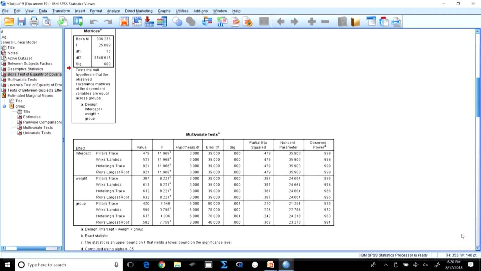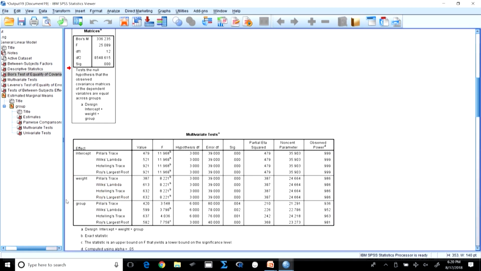Now, if you want to see the effect of the weight. Remember, there are two options here, basically: if Box's test is not significant we go for the Pillai's trace, and if it is significant we go for the Wilks' lambda. So, here we will go for the Wilks' lambda, and here we see that it is significant. So, weight has a significant effect, right, and the effect size is 0.387, which, as I had said, is similar to the R square in regression, right, and observed power is 0.986. This is the effect of weight, the covariate.